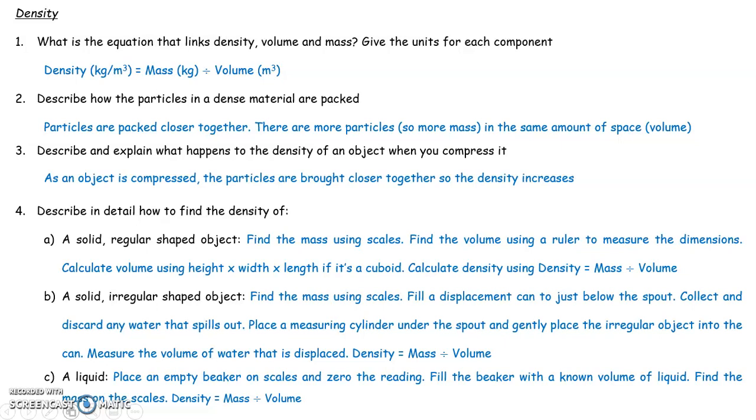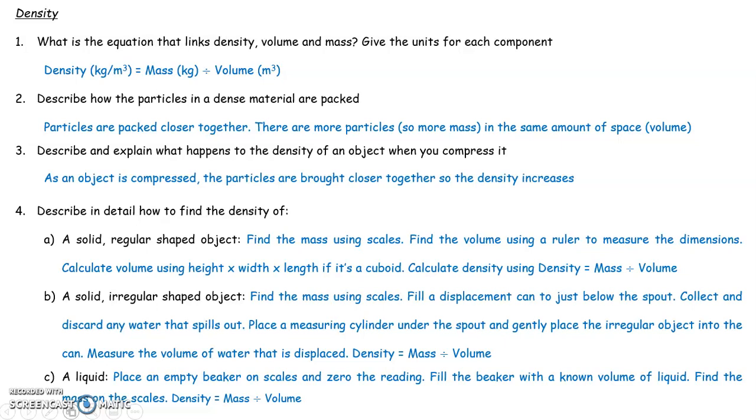In a dense material, if we compare a dense material to a not so dense material, the dense material has particles that are packed closer together. If they're closer together, that means that there are more particles in the same amount of space. So there's more mass per volume, density will be bigger.